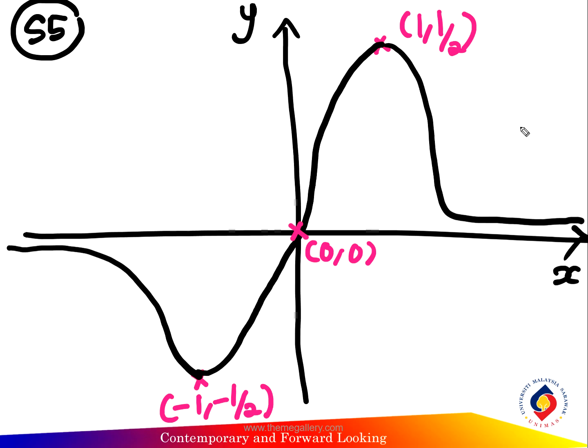Okay, step 6 and step 7, you find the domain and the range of the function. The domain of the rational function here is all the real numbers, from negative to positive infinity. The domain of a rational function is all the real numbers except the vertical asymptote.